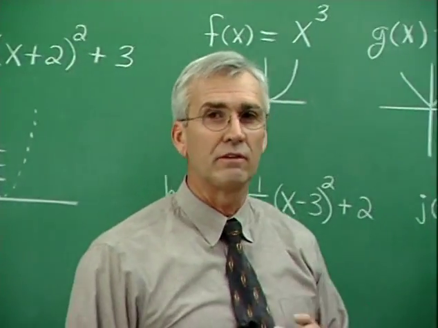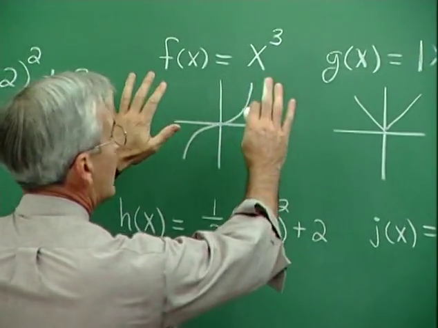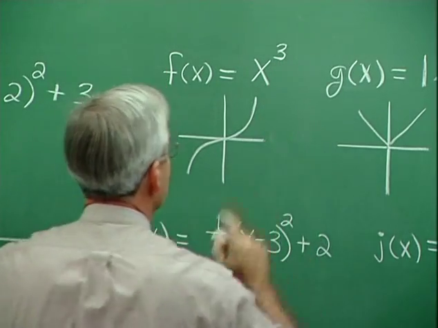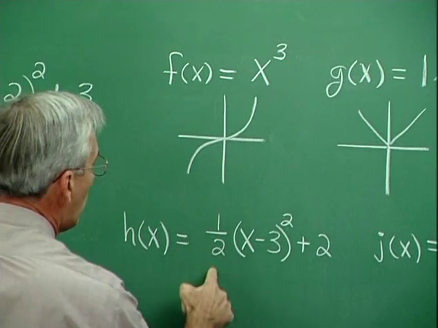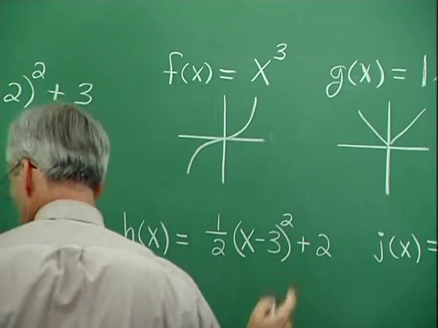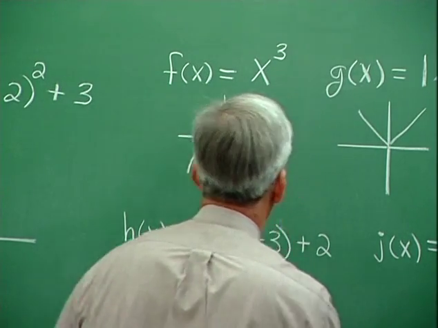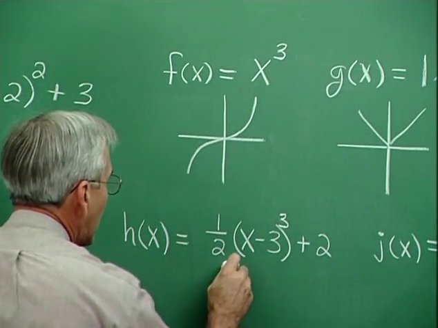There are other families of functions and graphs. If we think about a degenerate cubic function, f of x is x cubed, this is its graph. Now let's try to imagine the graph of h of x, which is 1/2 (x minus 3) cubed plus 2. Can we imagine this? I think so. Let's start like this, though.